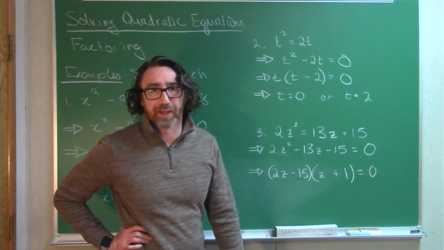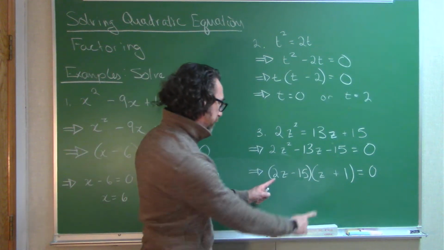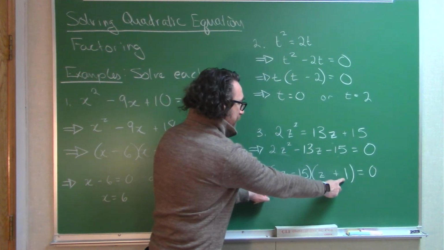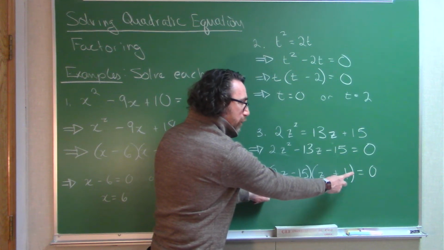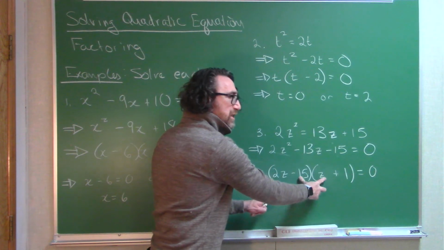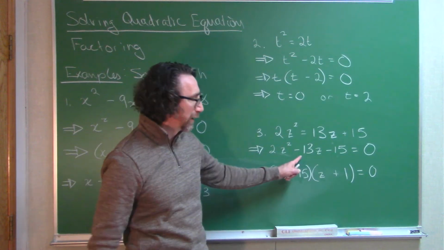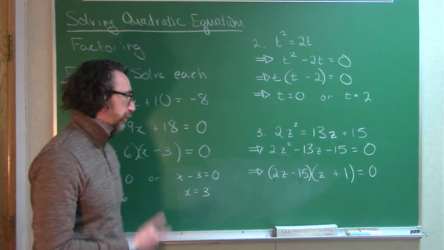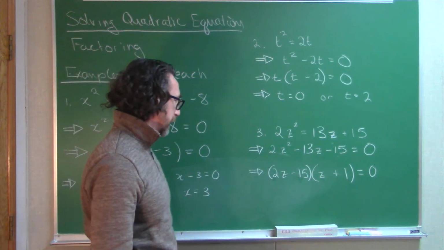And as always, I can check my factoring by multiplying. First times first, 2z squared, got it. Outside times outside is a plus 2z. Minus 15z gives me the minus 13z. And last times last gives me the minus 15. So I've got the factoring correct.